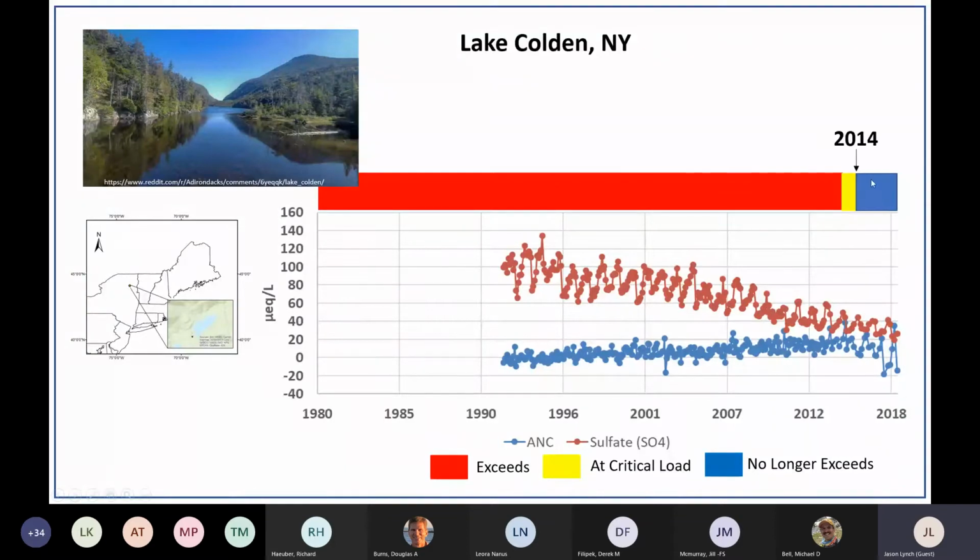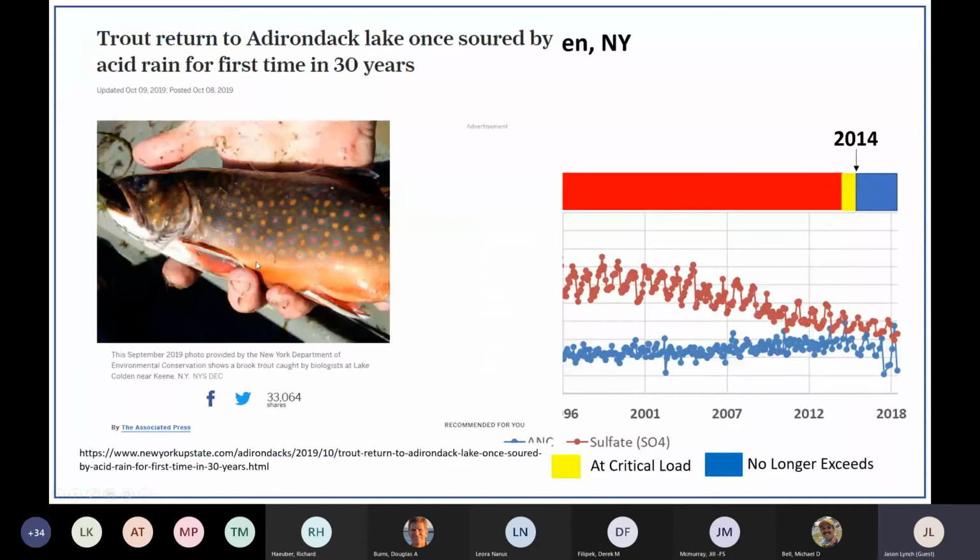And if we look at our critical loads, here in 2014, we're shifting from an exceedance to at the critical load to a non-exceedance state. What's really neat about this lake is in the 80s, they sampled for fish. In the 90s, they sampled for fish. And in both times, they were unable to find any fish in this lake. However, they did a survey in 2019, and they were finding brook trout again. And so there's been this kind of biological response as ANC and deposition improves.